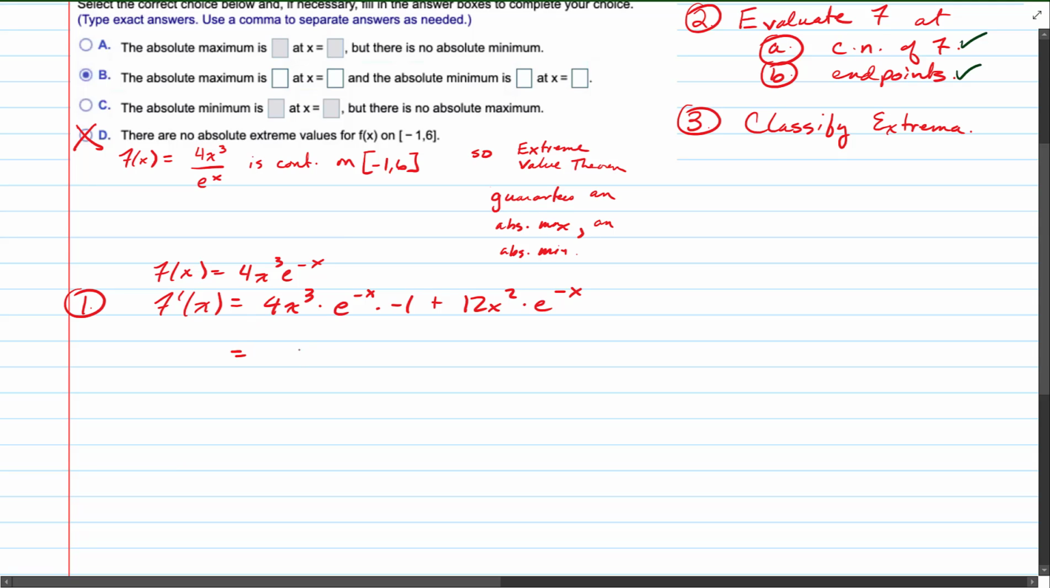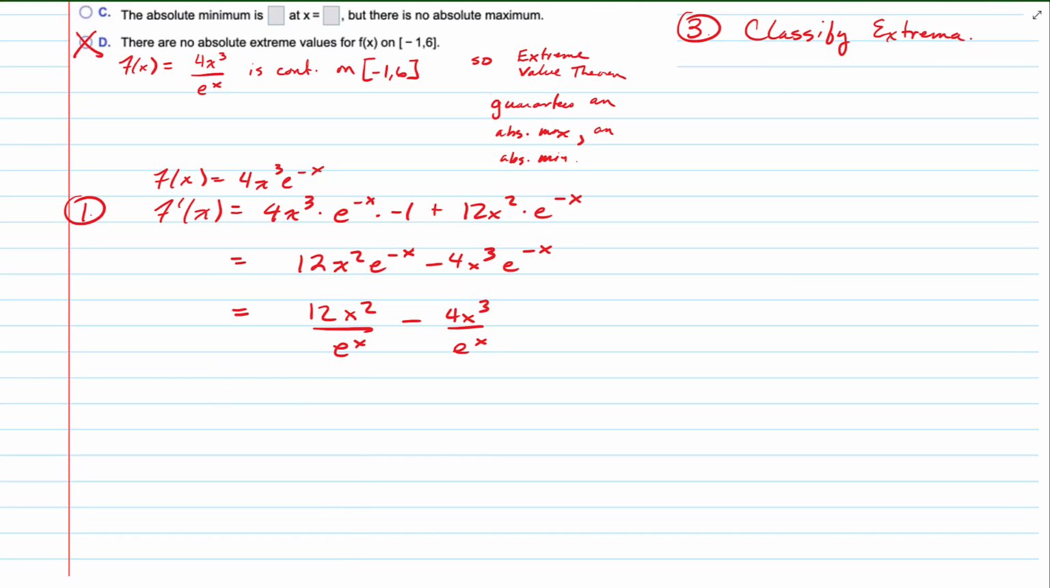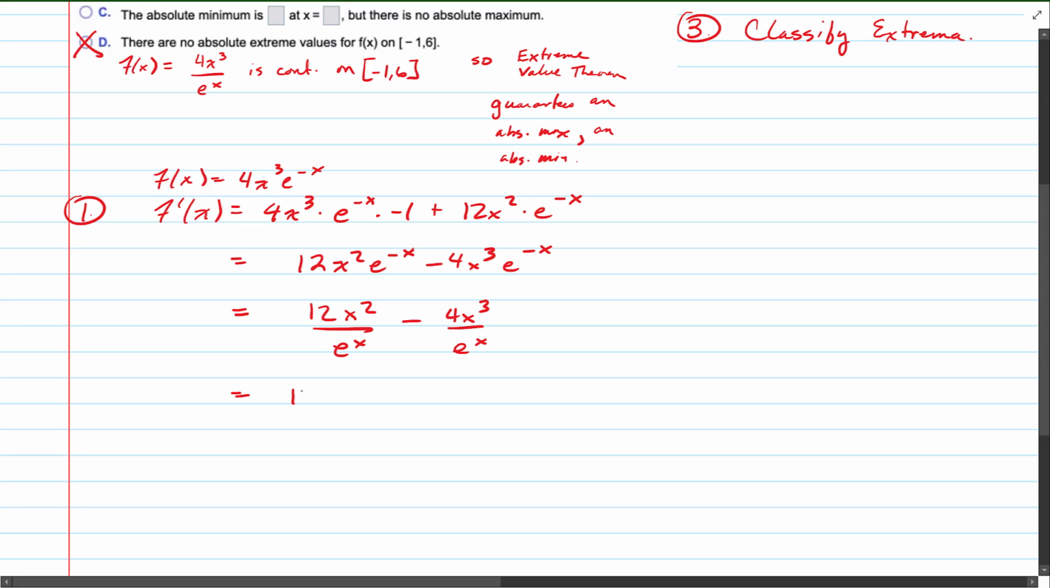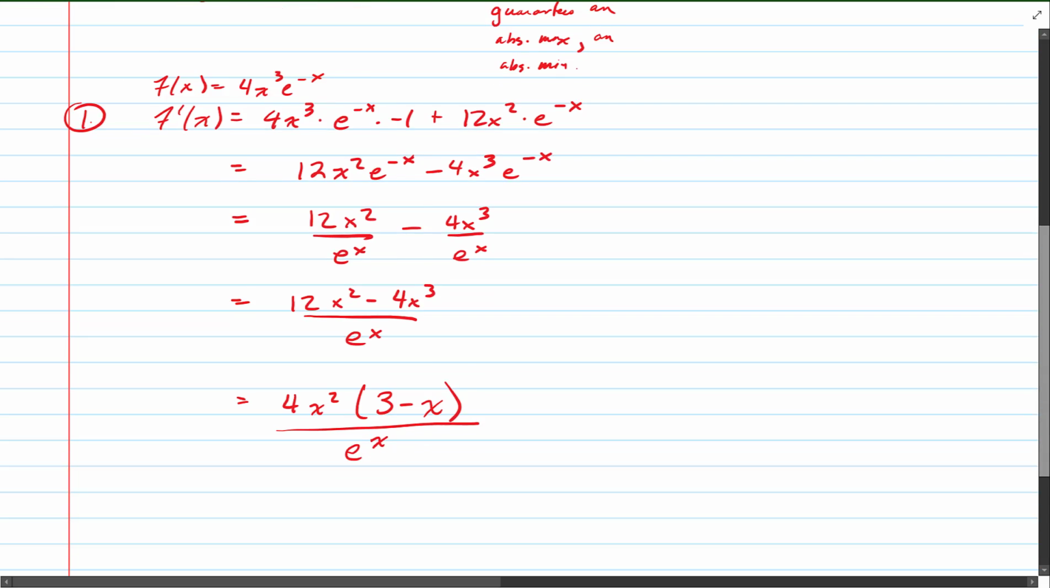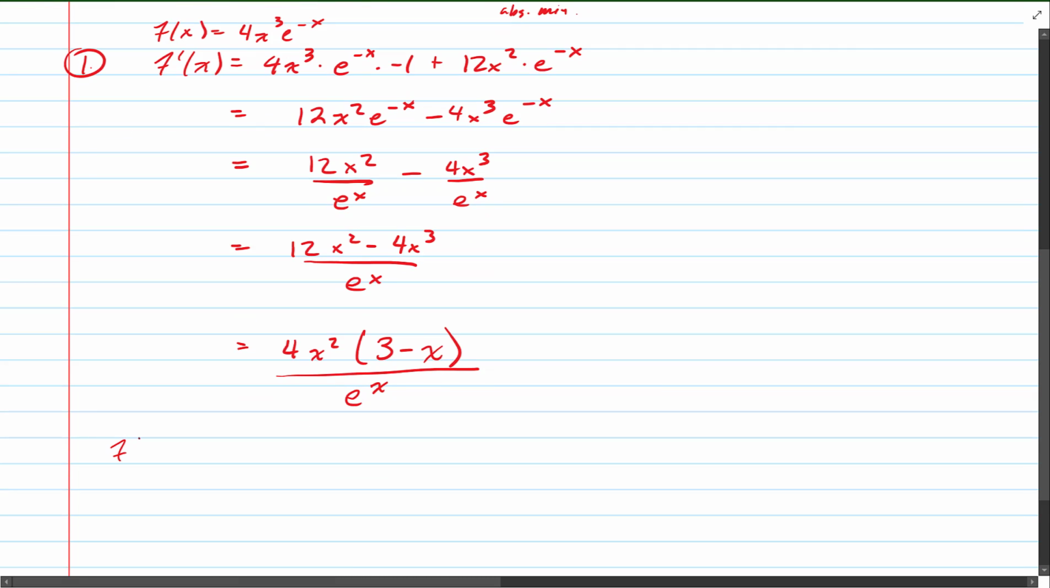Let's clean that up. This cleans up to be 12x squared e to the minus x minus 4x cubed e to the minus x. I don't think it's very easy to identify the critical numbers when it's in this form. Let's first rewrite each of these as fractions. Now I think it's a little bit easier. We'll combine them as a single fraction. We'll go ahead and do some factoring. So now I think we're in a position to identify where f prime of x is 0 or undefined.